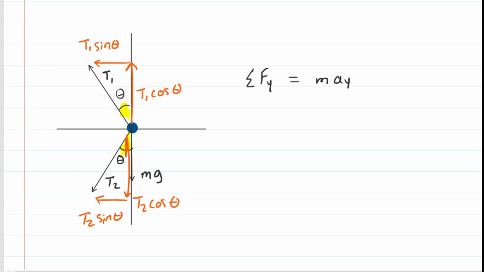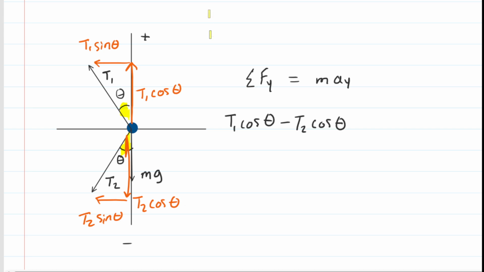Now focus your attention on the forces acting in the y direction. Let us call the upward direction positive and the downward direction negative. We have T1 times the cosine of theta pointing in the positive y direction. We also have T2 times the cosine theta pointing in the negative y direction. So we'll say minus T2 times cosine theta.